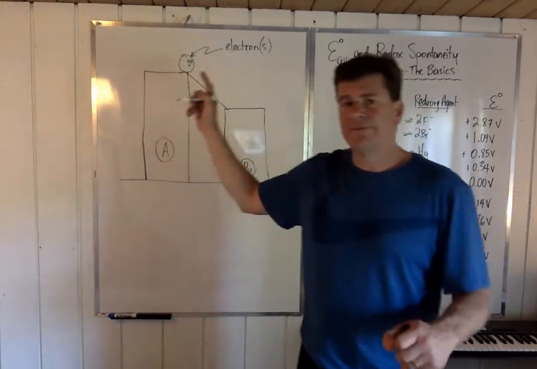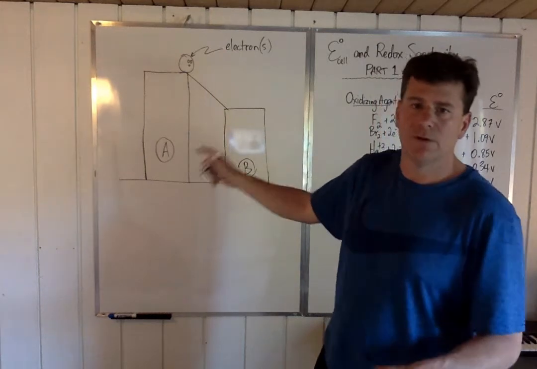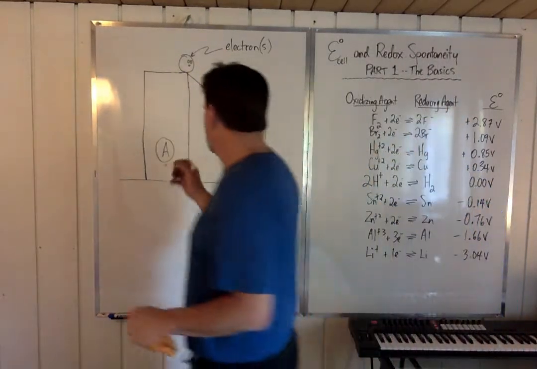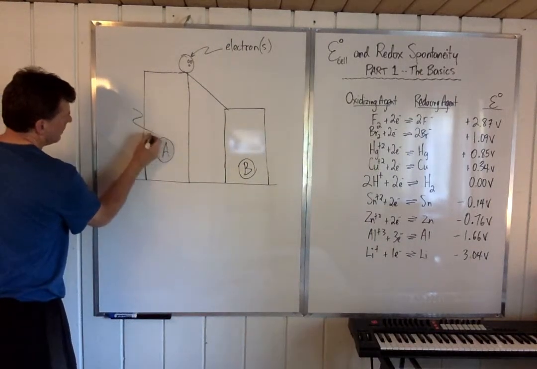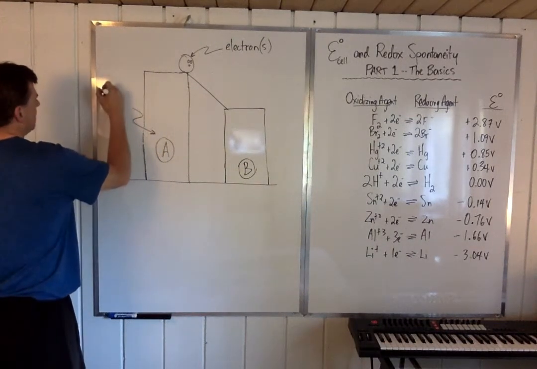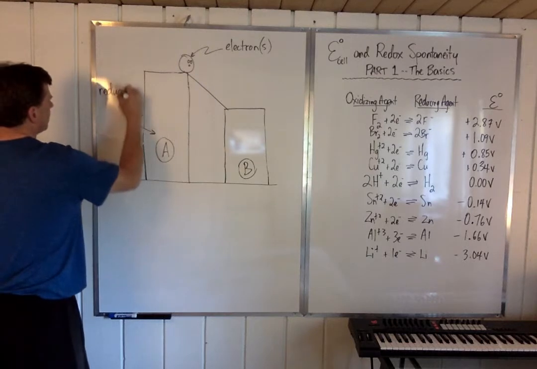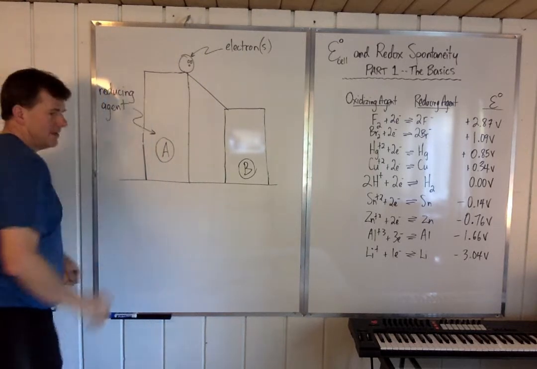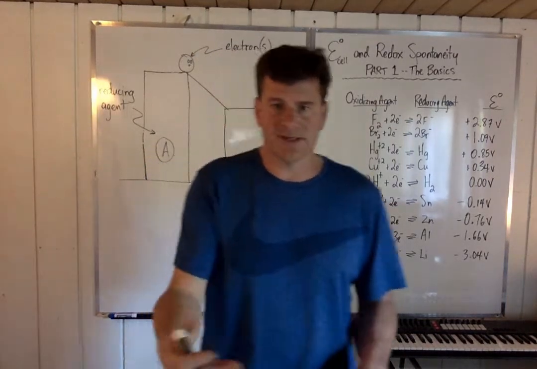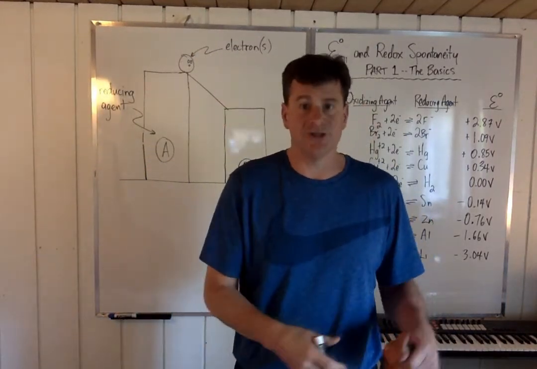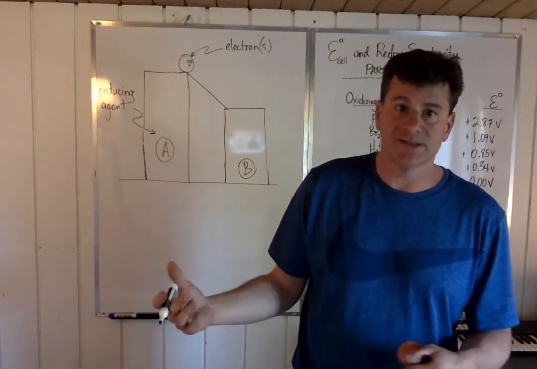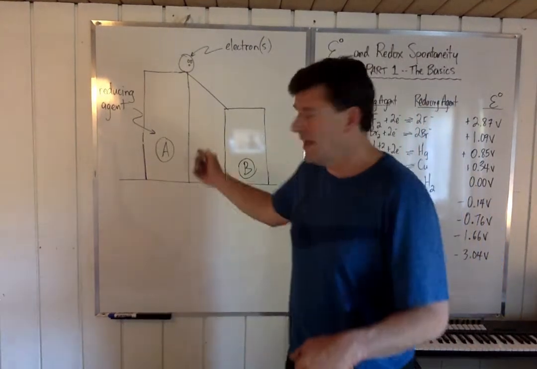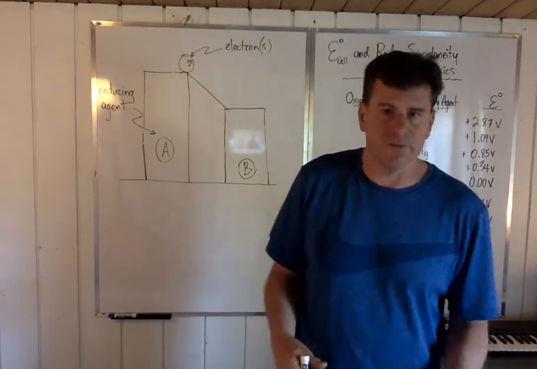Because the ball is going from box A over to box B, box A is losing the bowling ball, so box A must represent the reducing agent, the thing that oxidizes. If you oxidize, you're a reducing agent. So it loses the bowling ball, and the bowling ball represents the electrons. That thing, box A, is the thing that's oxidizing, and therefore the reducing agent.